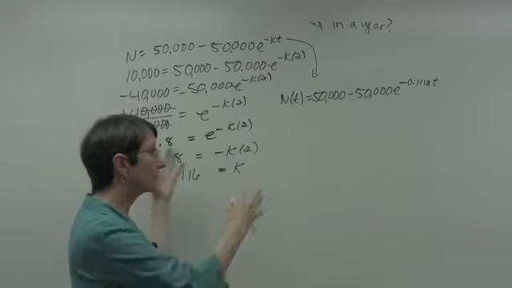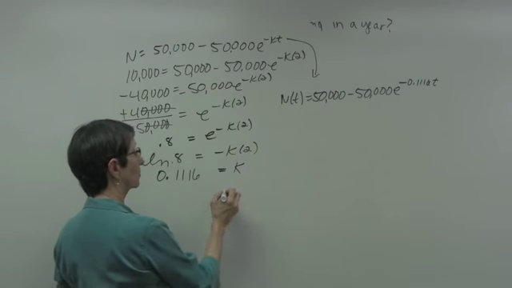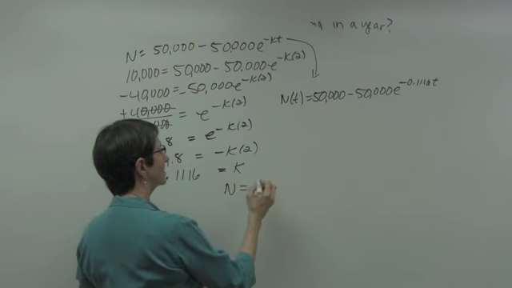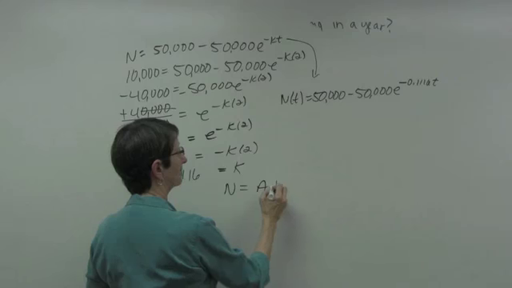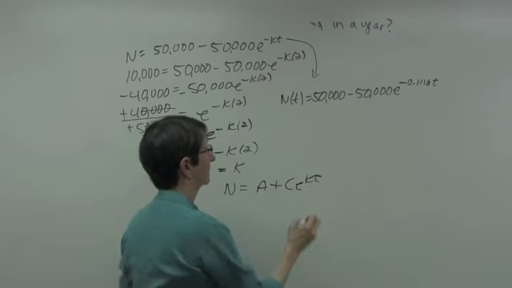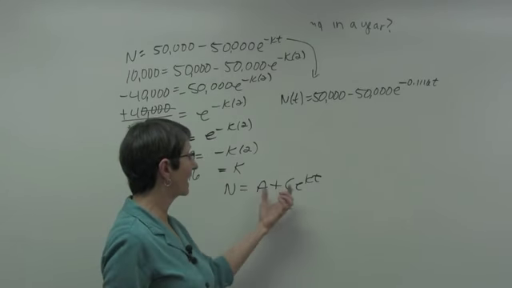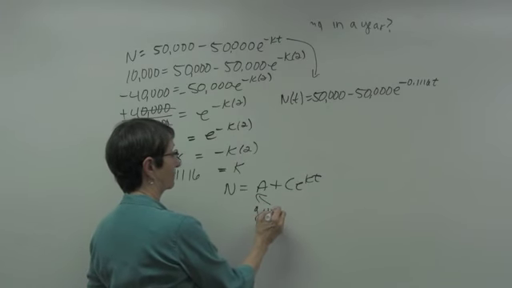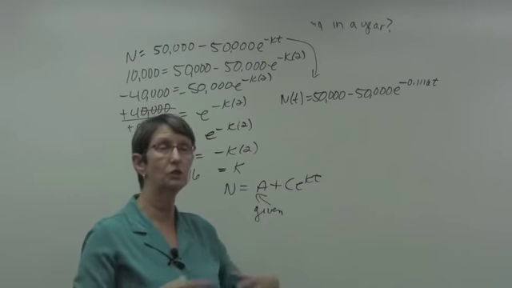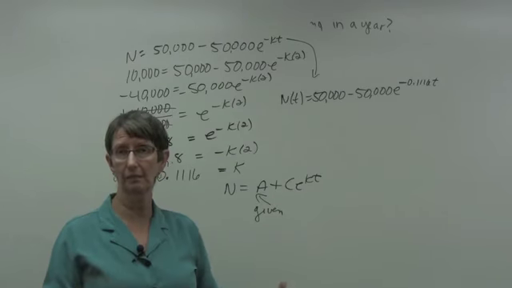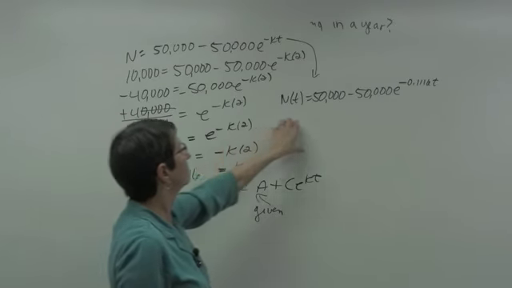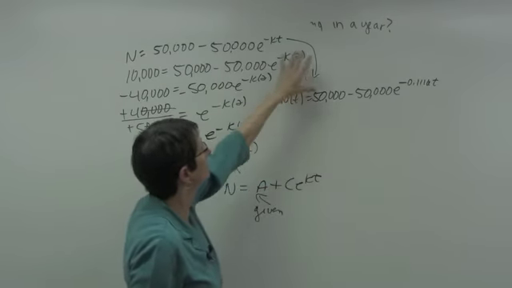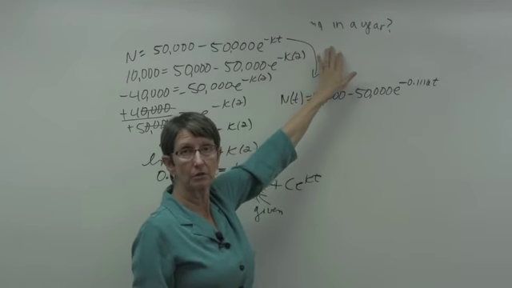Now, in both of the last problems that I've done, n was equal to a plus c e to the kt. But you do have to find c and k. A will always be given. You just have to figure out which number is the a. It's the usual number, or the surrounding temperature, something like that. The question here was, how many in a year?